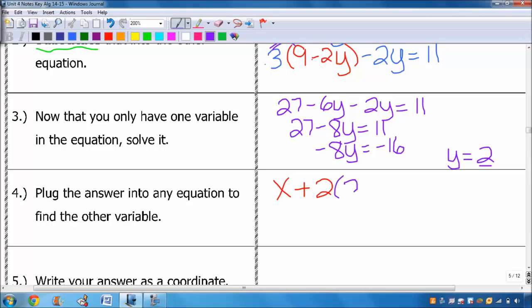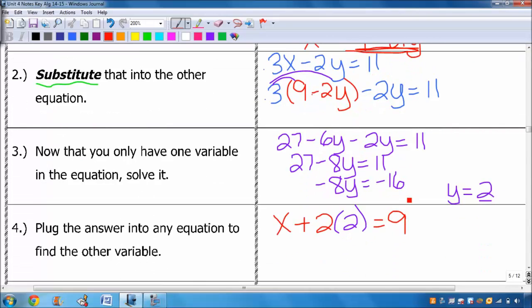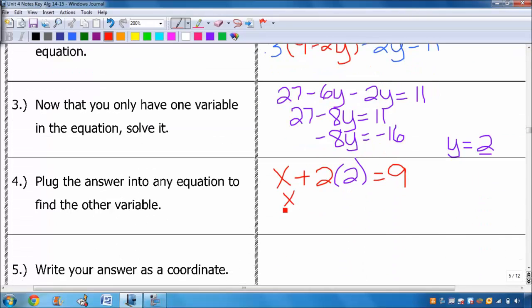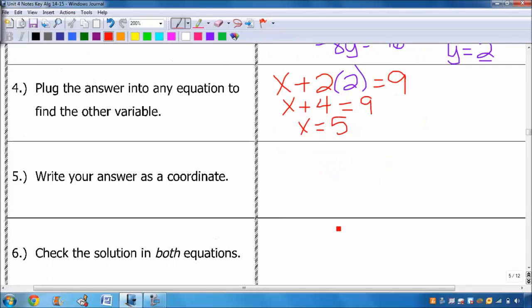So every time I see a y, I'm going to replace it with a 2. Sorry, this is my red equation, that's equal to 9, right? So I get x plus 2y equals 9. Go ahead and solve it. x plus 4 equals 9. x equals 5. So then that means that my answer is (5, 2). It says to write your answer as a coordinate. So my answer right here is (5, 2).